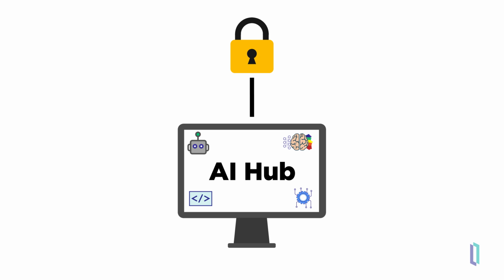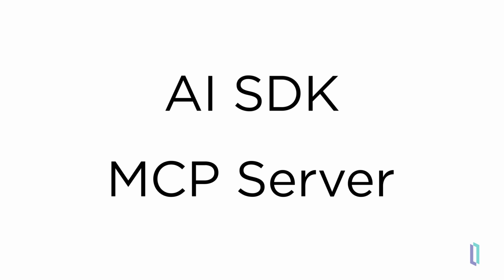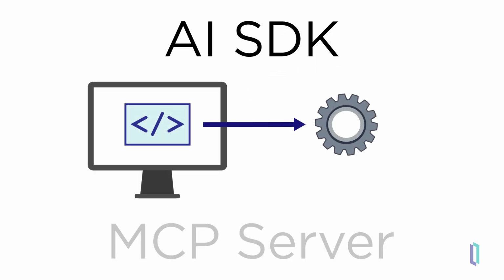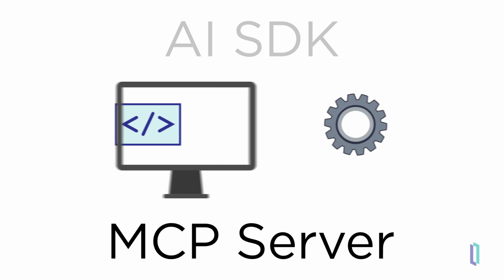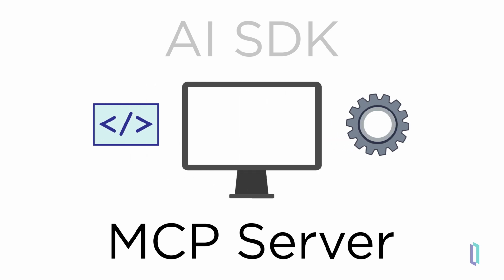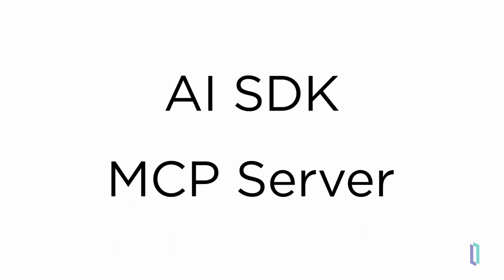The AI Hub consists of two primary features: the AI SDK and the MCP server. The AI SDK simplifies the process of connecting your InterSystems IRIS applications to external AI models and tools, while the MCP server lets you expose internal data and logic tools outside InterSystems IRIS, leveraging the Model Context Protocol. Let's take a closer look at each.